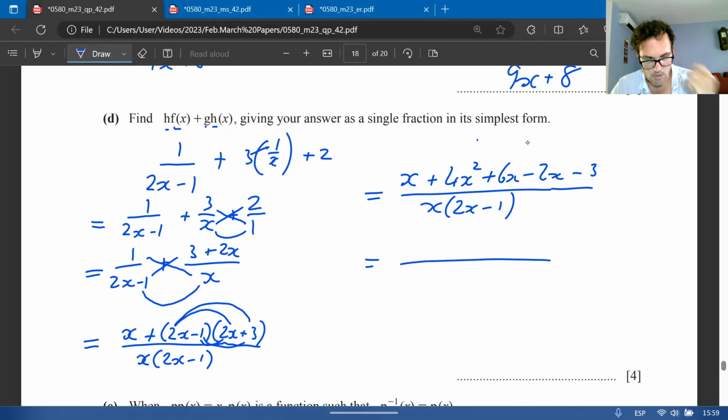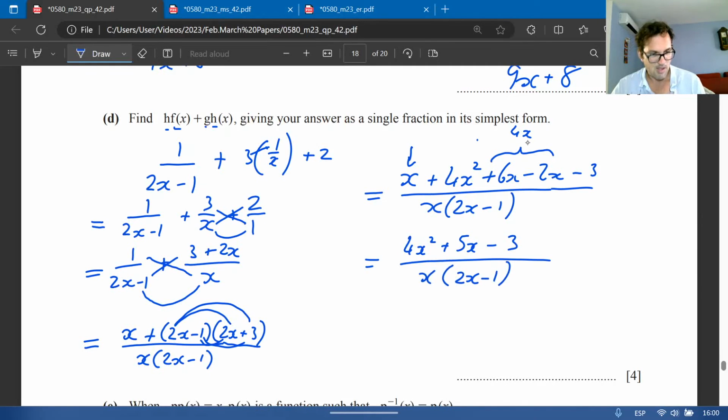Next, collect like terms. So we use the highest power first, 4x squared, it stays the same. 6x minus 2x, that adds up to 4x. And then we add to that 4x the x over here, which gives us 5x. Minus 3 is hanging around the back. Can we factorize this? No. I think that is the final answer. Sometimes you can factorize it and cancel it with something below.